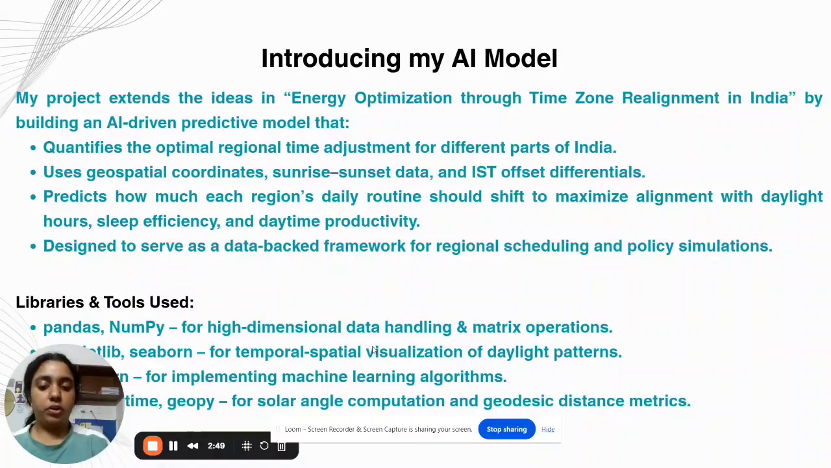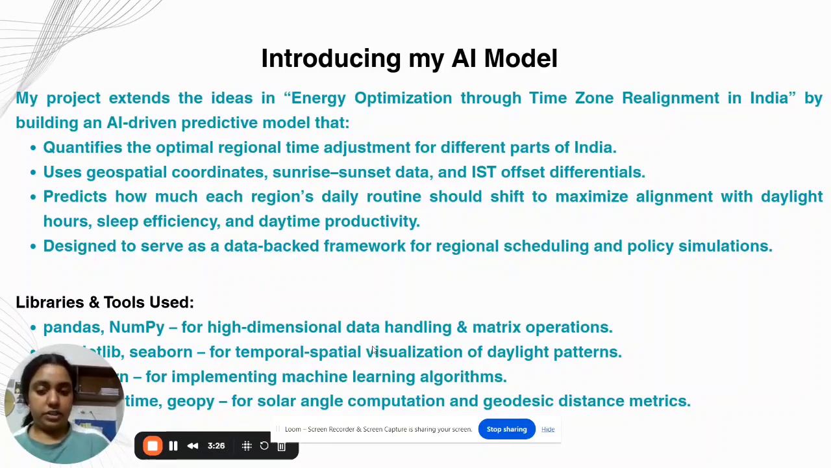The backbone of the model is a machine learning based prediction system developed in Python, integrating multiple analytical techniques. The libraries used are NumPy and Pandas for numerical and temporal data processing, Matplotlib for visualization, time series analysis, scikit-learn for learning predictive regression models, specifically random forest regressor for nonlinear relationships, and GeoPy and datetime modules for geographic time-based calibration.